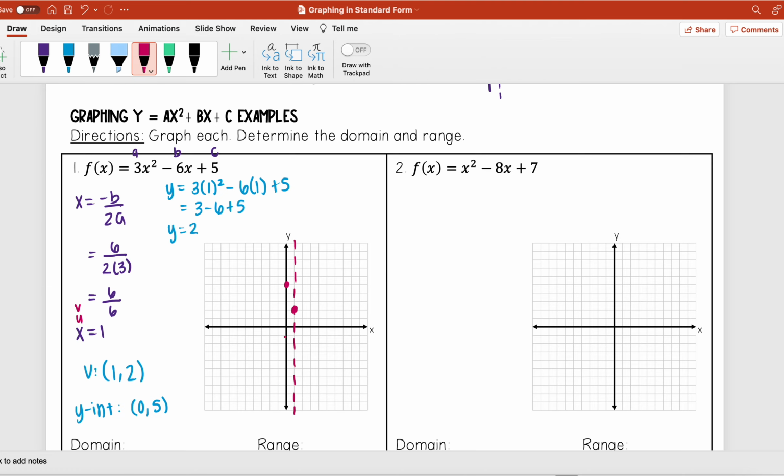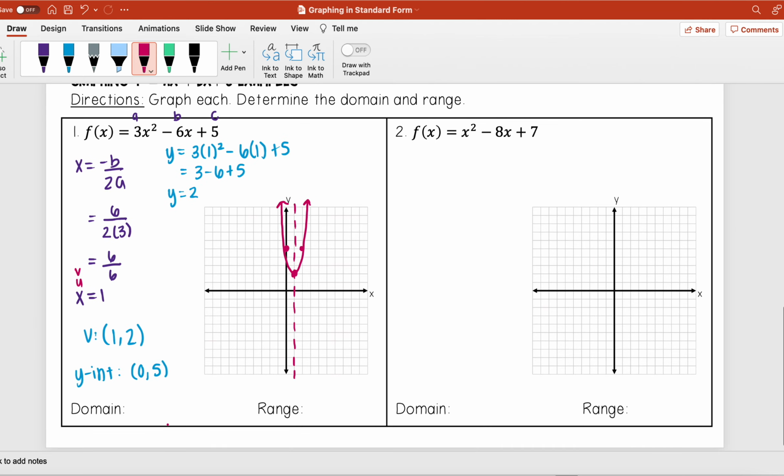And now to find my third point, again, what I'm going to do is I'm going to go ahead and reflect this point over my axis of symmetry. And so I see that this point is 1 point away from here. So I'm going to go 1 point in the opposite direction, which is right there. So I see I just reflected it over. They're both the same distance away from my vertical line. And then now I can go ahead and draw in my parabola.